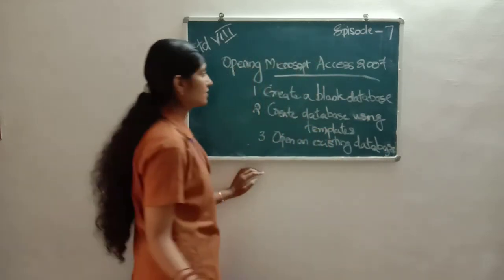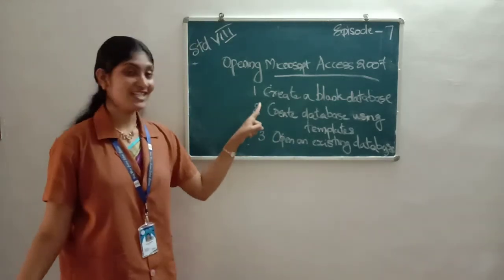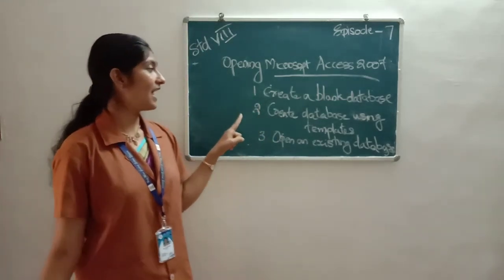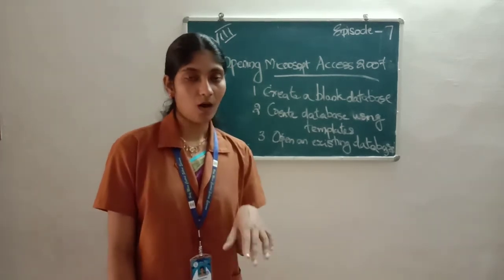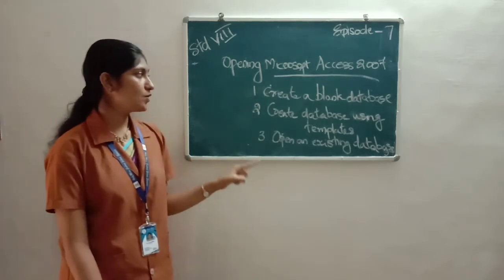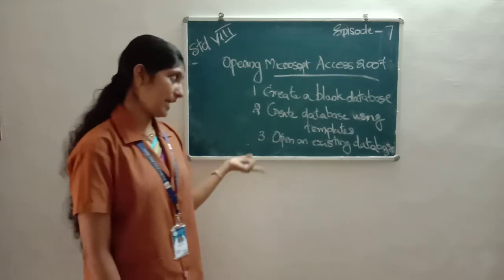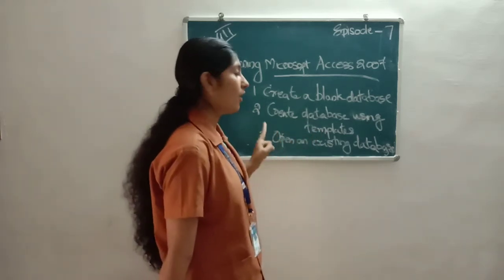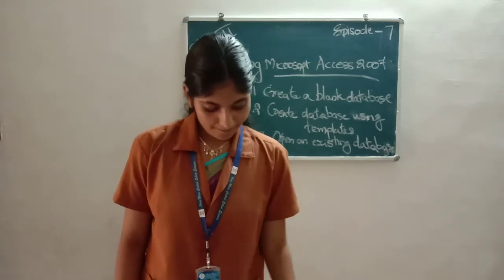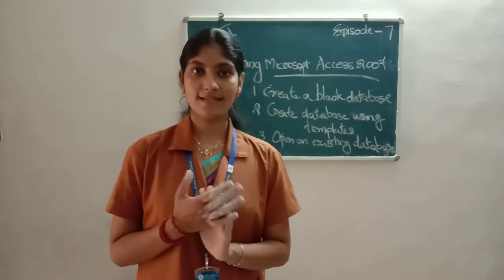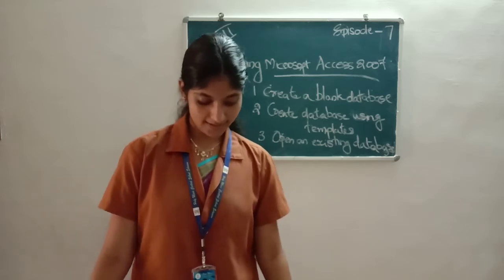So what are the 3 ways to create a database in Microsoft Access 2007? First, create a blank database, or create a database using templates, or open an already existing database. Now let's discuss how to open an already existing database.